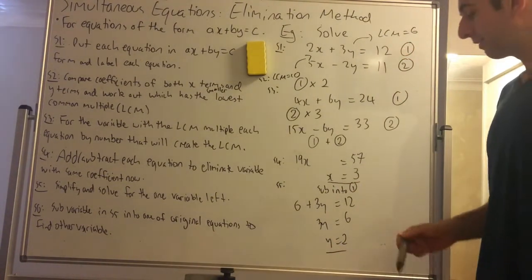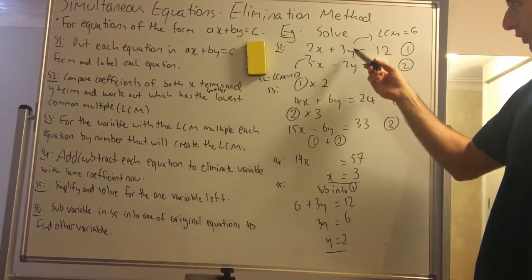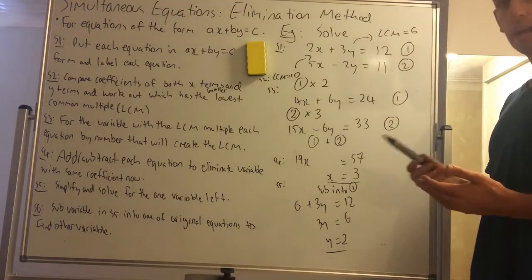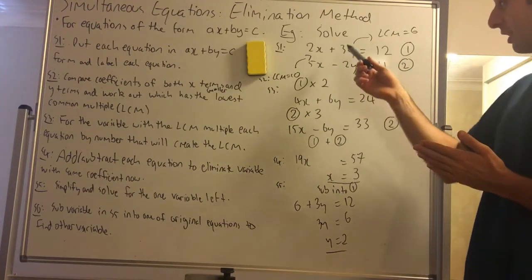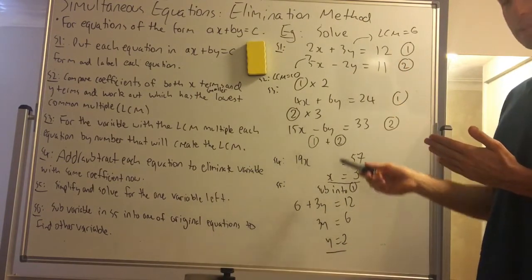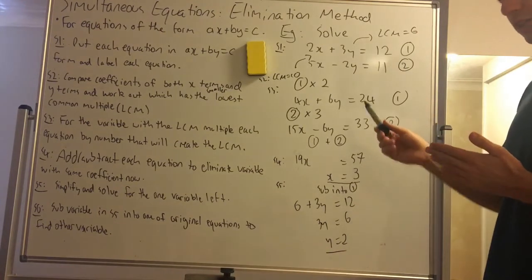If you're not sure these are right, you can sub x equals 3 and y equals 2 into the other equation, and you'll see that they are right. If they don't satisfy it, if they don't equal 12 or 11, that means you've made a mistake somewhere. That's a good indicator that you need to go and check.